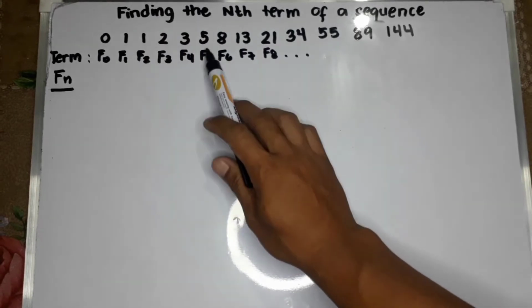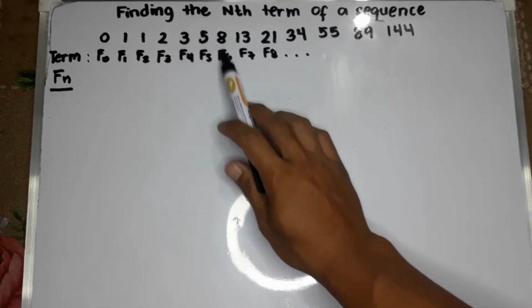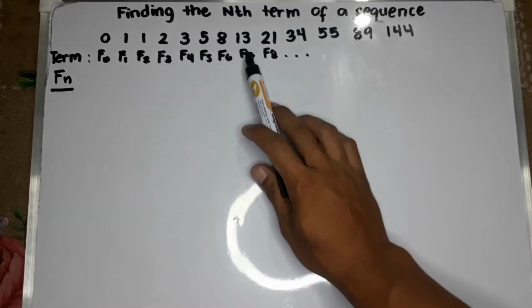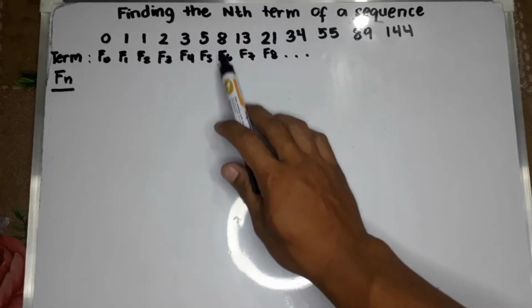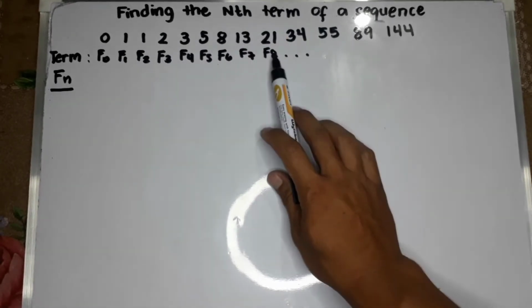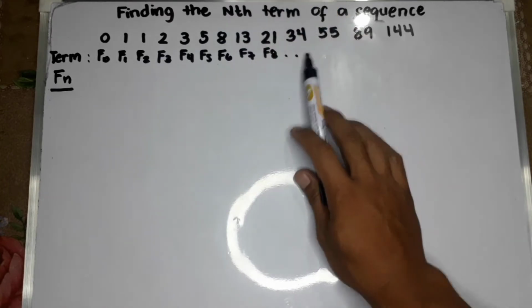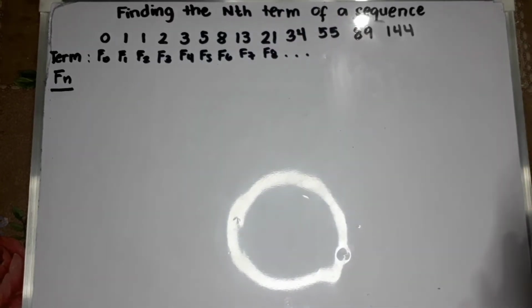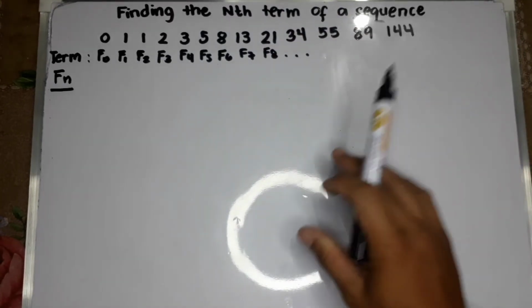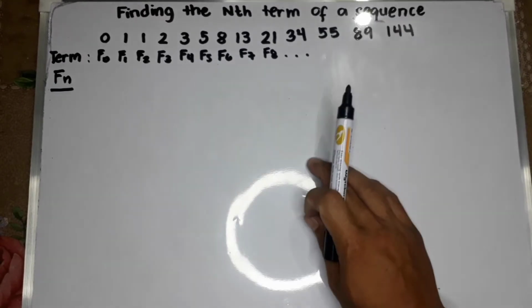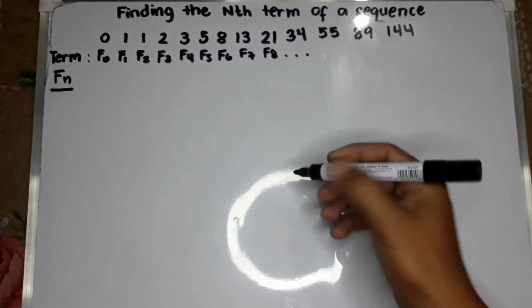3 plus 2 equals 5. 5 plus 3 equals 8. 8 plus 5 equals 13. 13 plus 8 equals 21. And 21 plus 13 is equal to 34, and so on. But actually, there is a formula for that. So I will show you the formula.